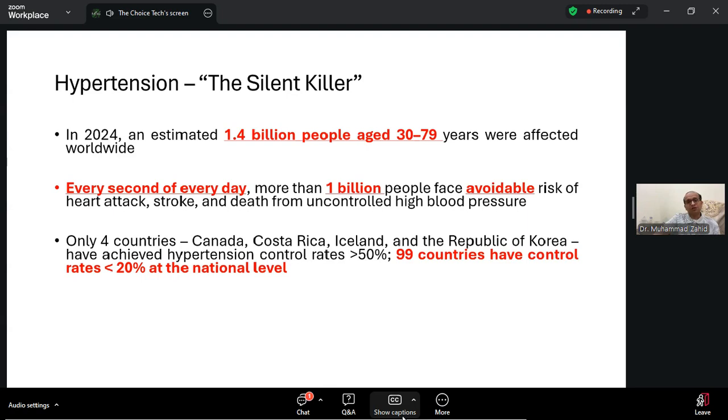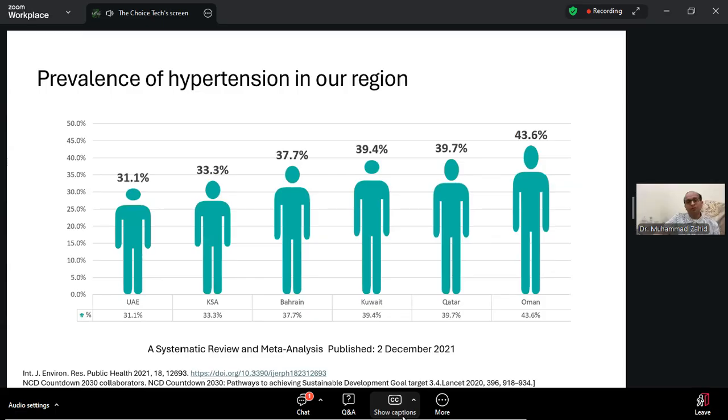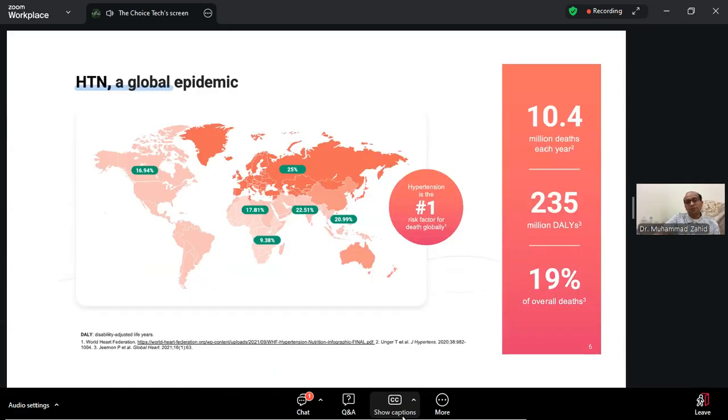Despite best efforts, we are still struggling to diagnose and treat. And we are no different from the rest of the world. This is the data from the local Middle East. In Qatar, where I am based now, about 40% of the population have hypertension. And we know that hypertension is the number one risk factor for the major killers. The number one killer is cardiovascular related deaths and stroke, and hypertension is the number one risk factor related to these two diseases, directly and indirectly.